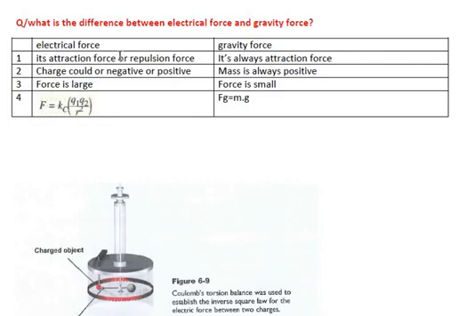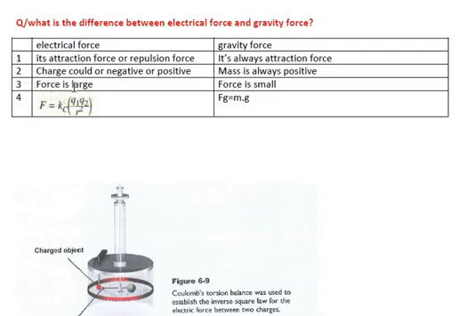electrical force and gravity force. First one says it is the attraction force or repulsion force. It could be two types for electrical charge, but here it's always attraction force for gravity. Second one, charge could be negative or positive. Here mass is always positive. The most important part here is mass, and here the most important part is charge.